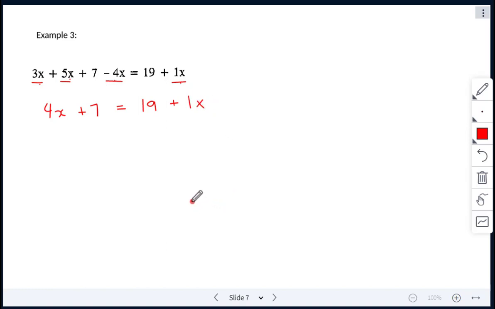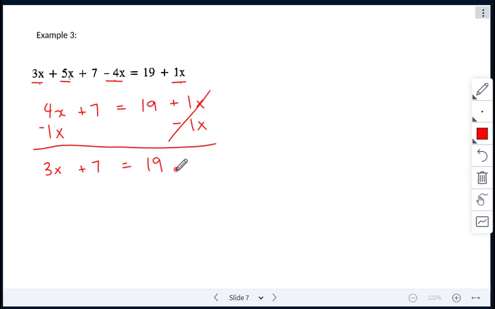Now I can go ahead and move things across the equal sign. So I will subtract the 1x here, subtract the 1x here. Okay, it cancels out on the right side. On the left side, I have 4x minus 1x, which is 3x, plus 7 is equal to 19. Now it looks like a familiar type 2 equation.